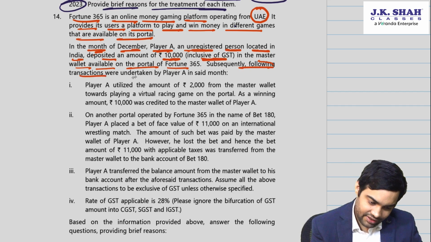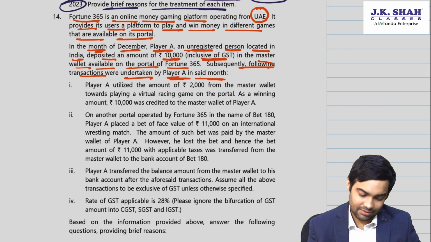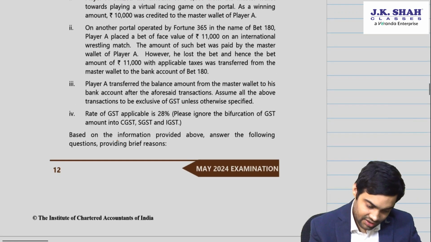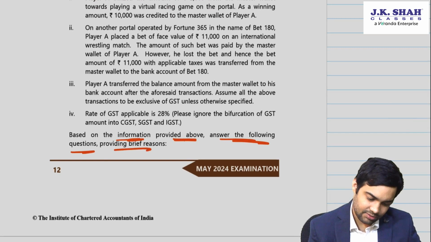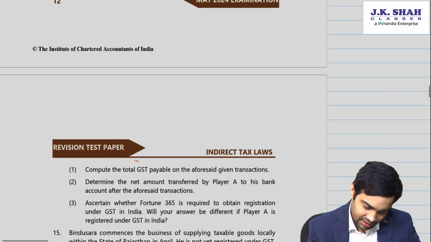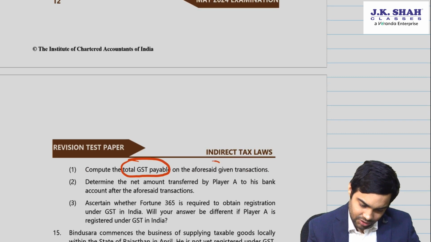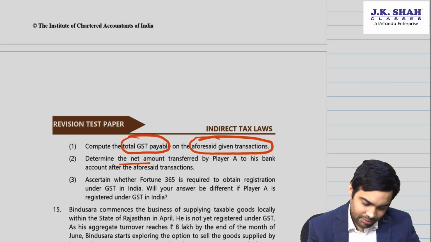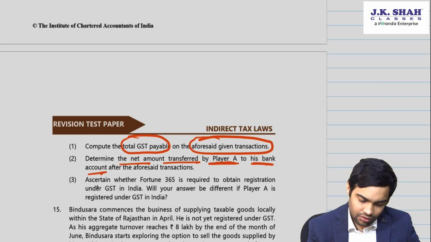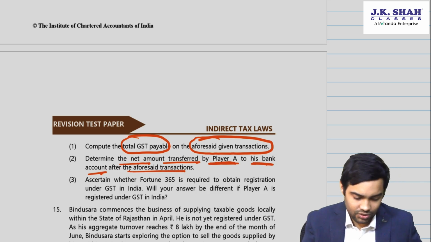Subsequently, the following transactions were undertaken by player A in the said month. Let's first see what they want. Based on the information provided above, answer the following questions providing brief reasons. Compute total GST payable on the aforesaid given transactions. Determine net amount transferred by player A to his bank account after aforesaid transactions.